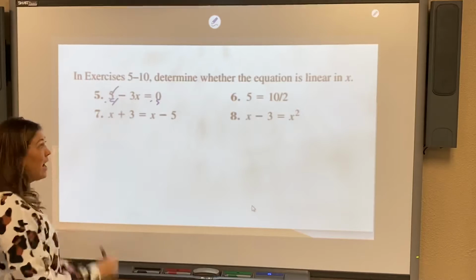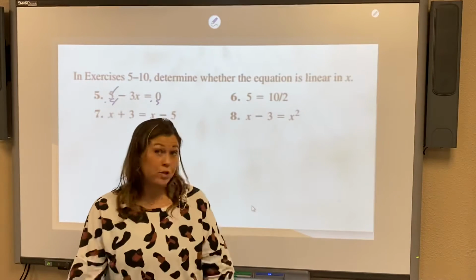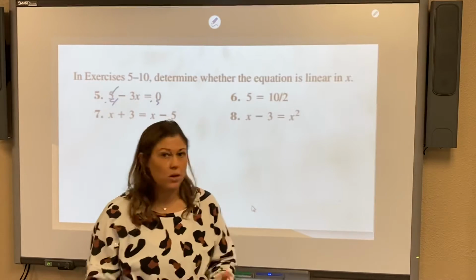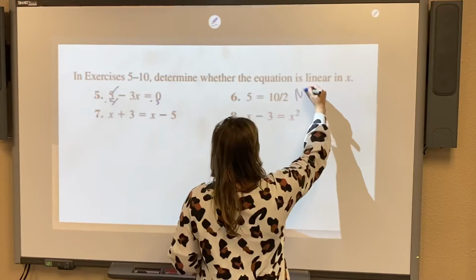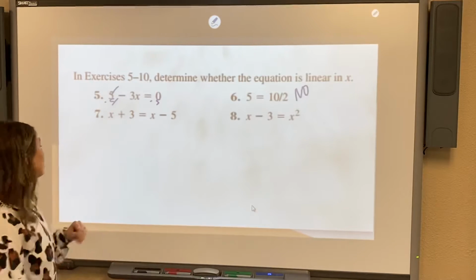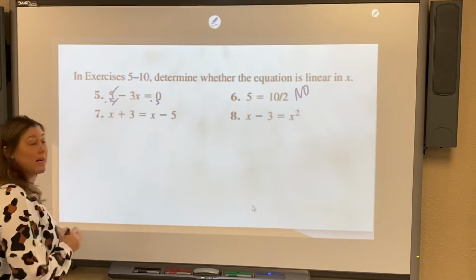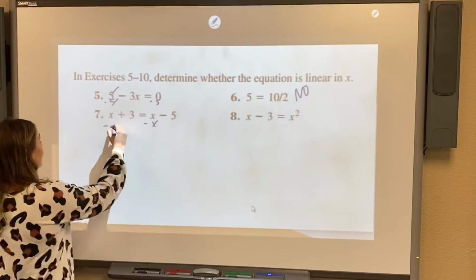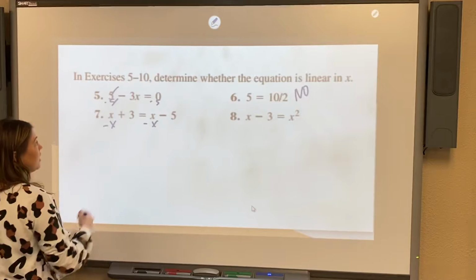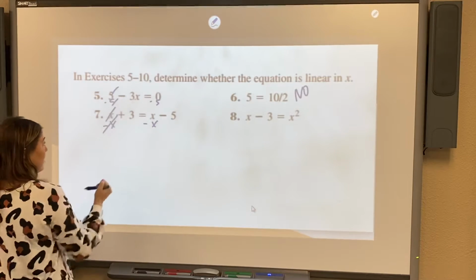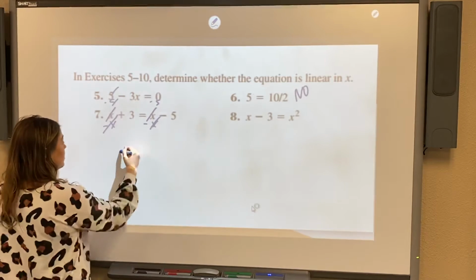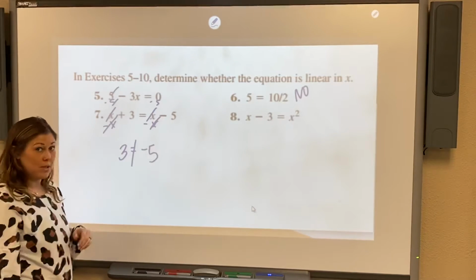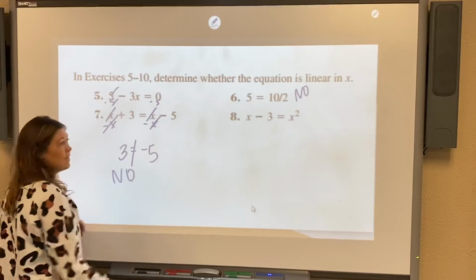So 6, it says 5 is equal to 10/2. True statement, 5 is equal to 10/2, but it's not linear. There's no x value. We cannot solve for x, so this is no. Here, 7, x plus 3 is equal to x minus 5. I'm going to try to solve for x. We want to get x's on one side and numbers on the other. If you look, x minus x cancels. We're left with 3 is equal to -5. That is not a true statement. 3 does not equal -5. So 7 is not linear.